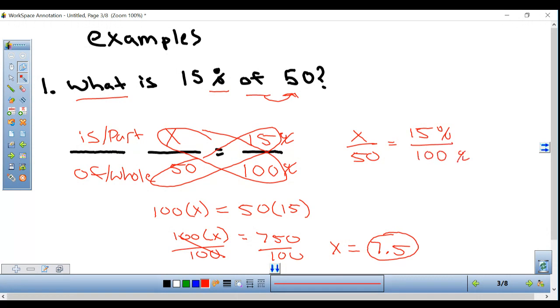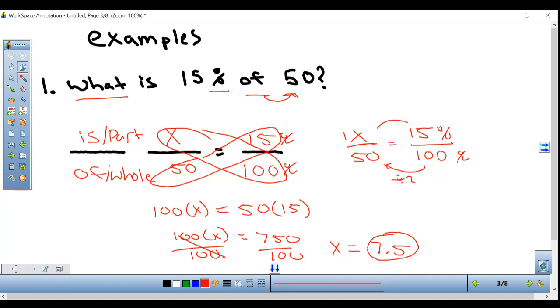So here we're going to look at relationships. They can be up and down, side to side, left and right. Here, I notice a big relationship is 50 to 100. So you need to find this value right here. I noticed that from 100 all the way to 50, it's cut in half. It's divided by 2. So I can do the same thing on top.